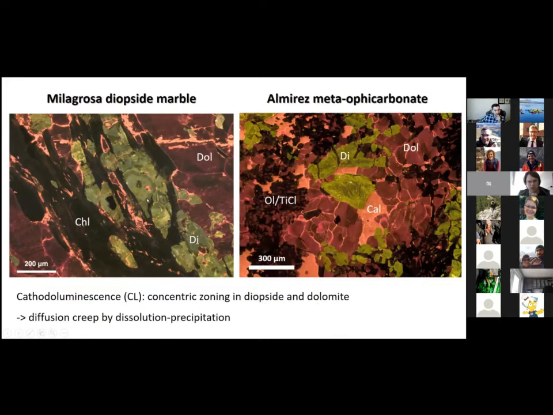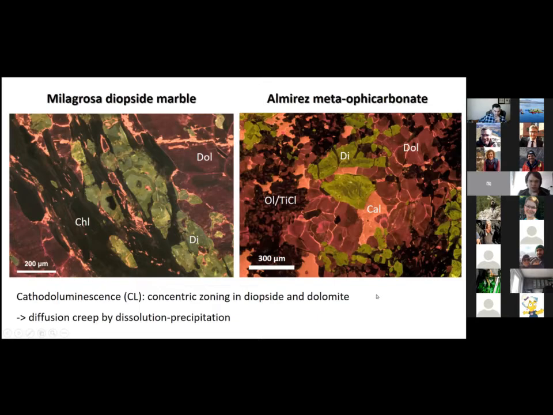So here is diopside in green. This is likely due to different manganese content, small variations in manganese, and in dolomite, which may also be due to different iron contents. And what we see here is that the zoning is cut, truncated, and also some cores of diopside are resorbed, and then there are fingers of the rim diopside growing into it.